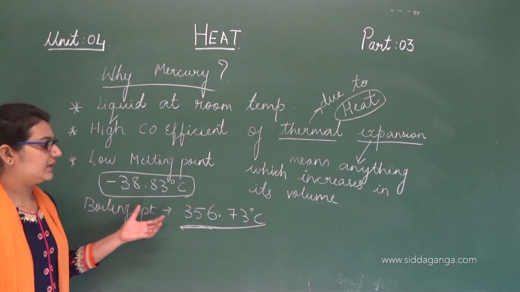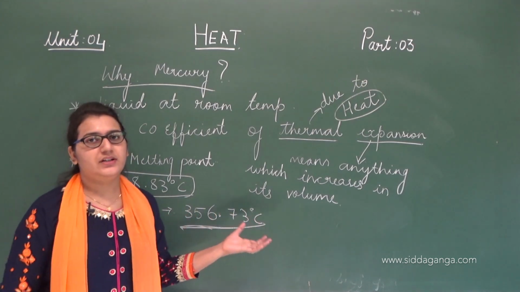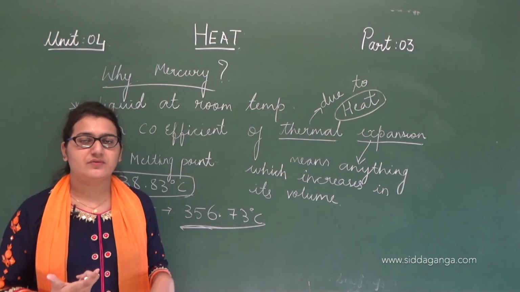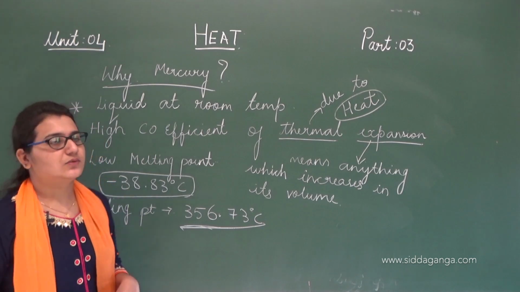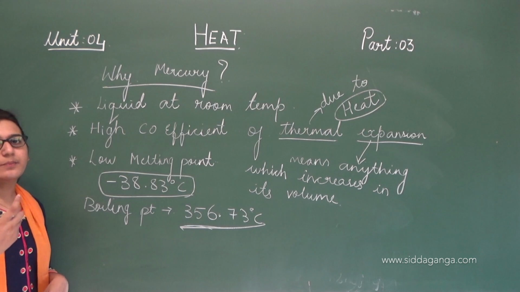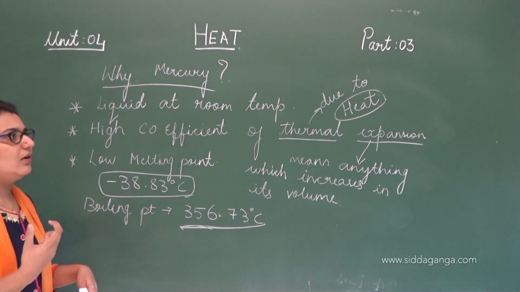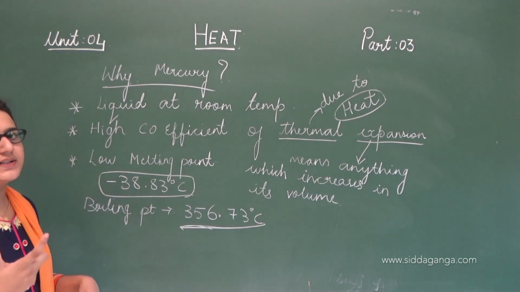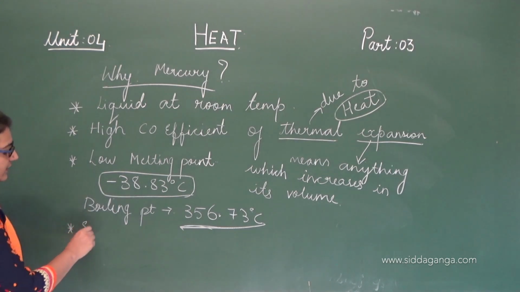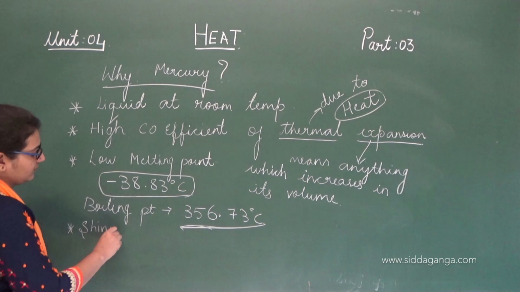Okay, this minus 38 and this 356.73 degrees Celsius are hardly possible naturally in the atmosphere, so it remains the same. So these are the characteristics of mercury which make it the most favorable and desirable to be used in thermometers. And again, yes, it has a shiny appearance.